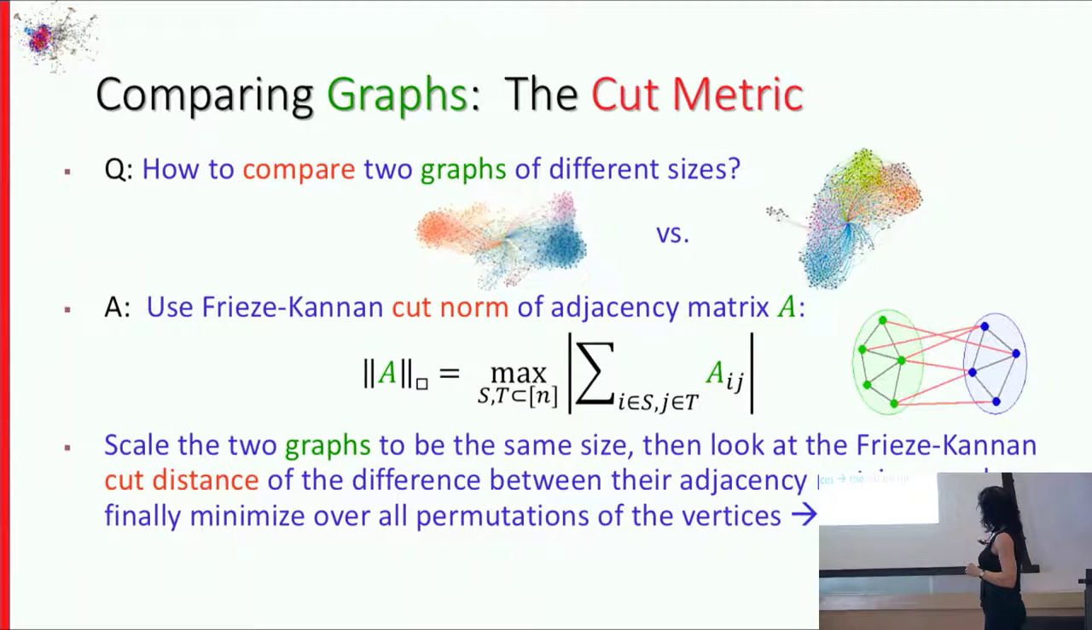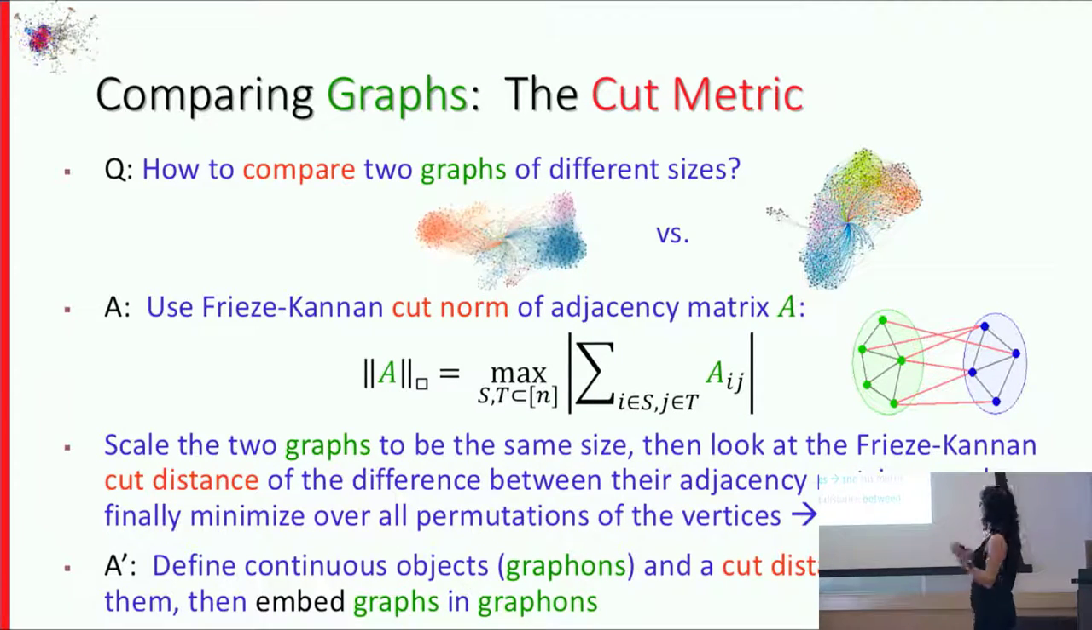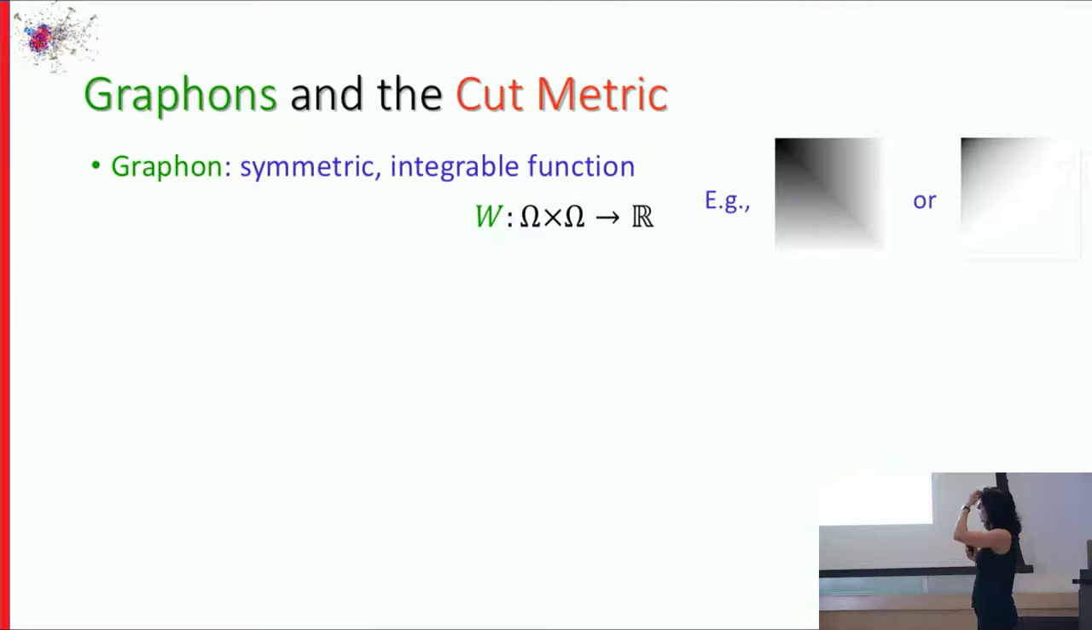I take the cut distance of the difference of their adjacency matrices, and then I minimize over all permutations because I want permutation invariance, and I get what I call the cut metric. Or I could define continuous objects and a cut distance between them, and then embed graphs into graphons, which I'm about to do. So a graphon is just a symmetric integrable function, like one of these two we just saw, the 1 minus max or log-log.